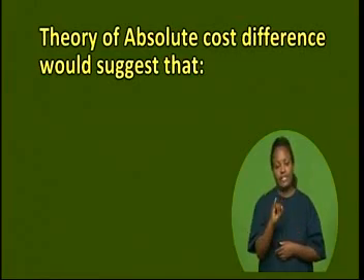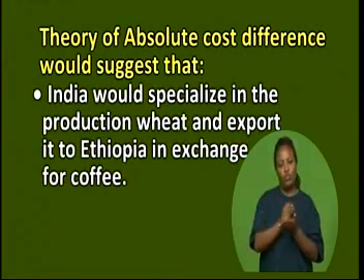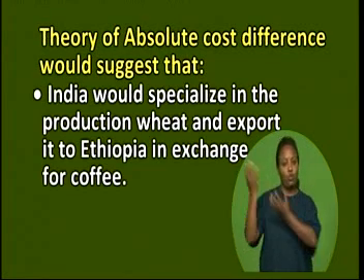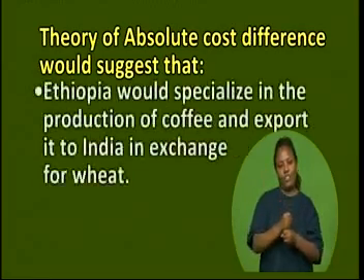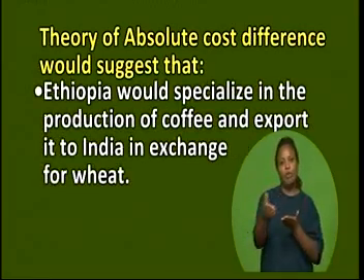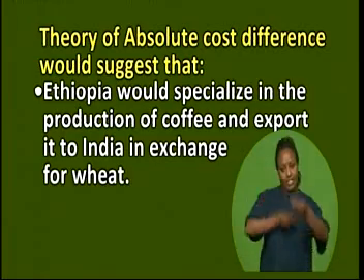Therefore, in this case, Adam Smith's theory of absolute cost difference would suggest that international trade would benefit both countries based on specialization along their absolute advantage. That is, the theory suggests that India would specialize in the production of wheat and export it to Ethiopia in exchange for coffee. On the other hand, Ethiopia would specialize in the production of coffee and export it to India in exchange for wheat.